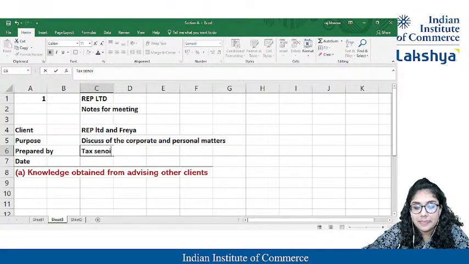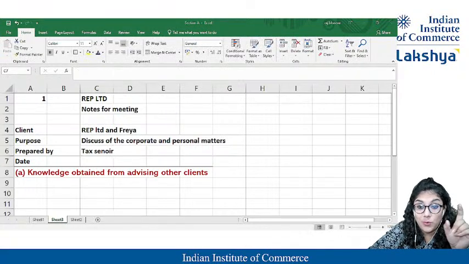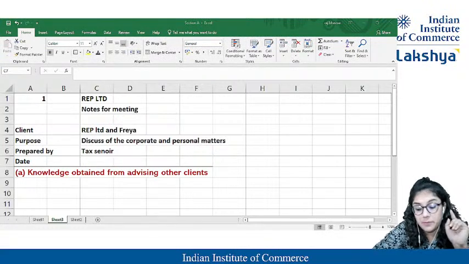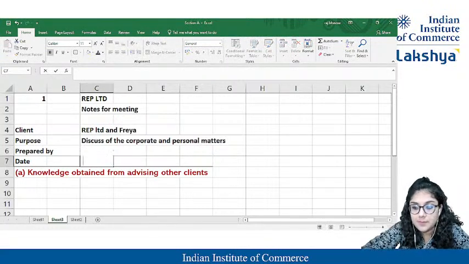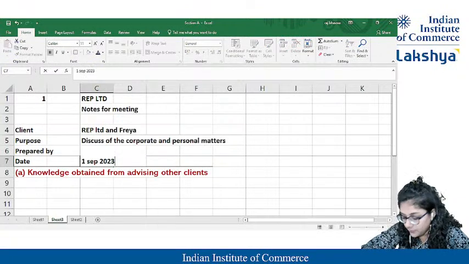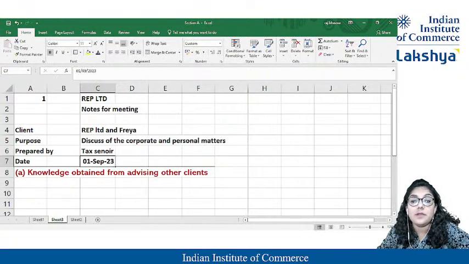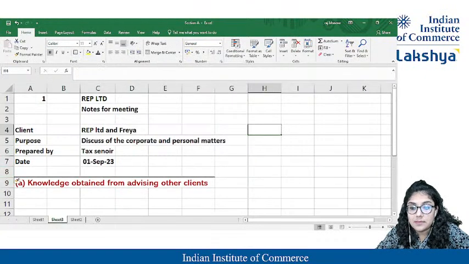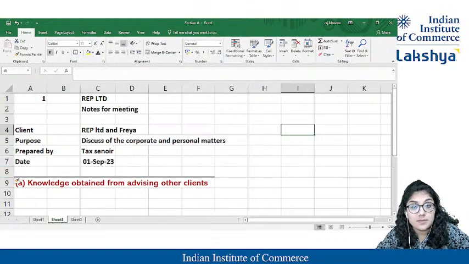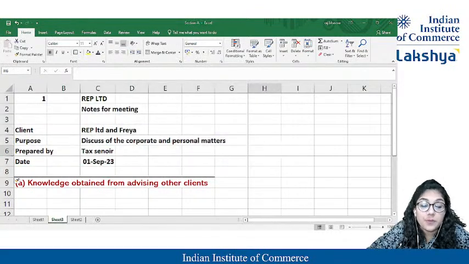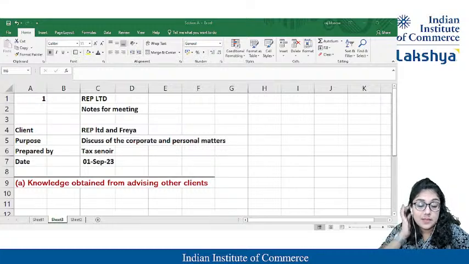What can I write as the date, guys? It's not today's date. In the question, always assume that today's date is so and so. So we write the date, which is basically 1st September 2023. This is the way you have to start annotating things. Then leave a line and start writing the knowledge obtained. Students, here itself you gain 1 mark, or maybe 2 marks of professional presentation. Why?